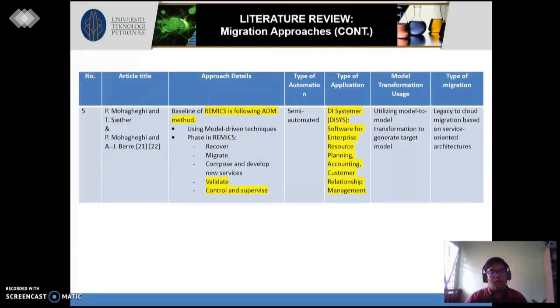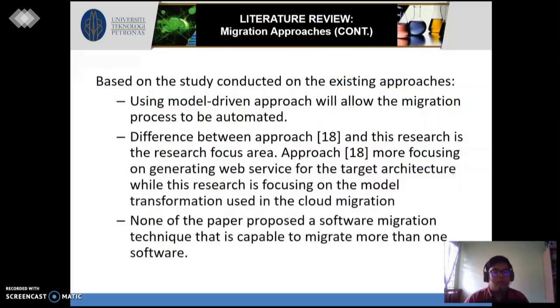This phase is not included in the original ADM method. The type of automation they are using is semi-automated. The type of application they are applying it to is a BI system, which is software for enterprise resource planning, accounting, and customer relationship management, and they are utilizing model-to-model transformation. The type of migration that has been done is legacy to cloud migration based on service-oriented architecture. So based on the study conducted on the existing approaches, they are using a model-driven approach which allows the migration process to be automated.